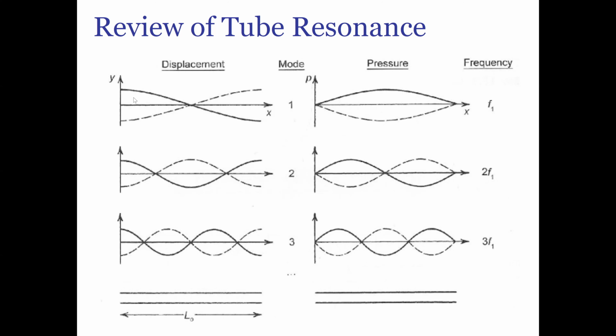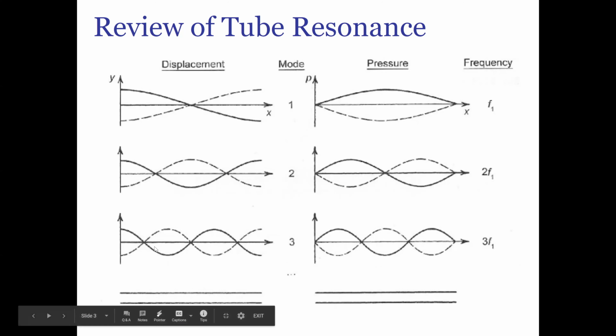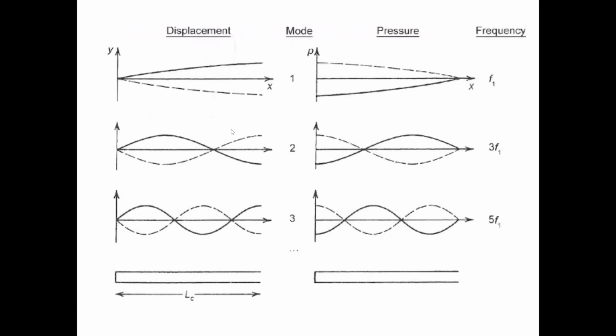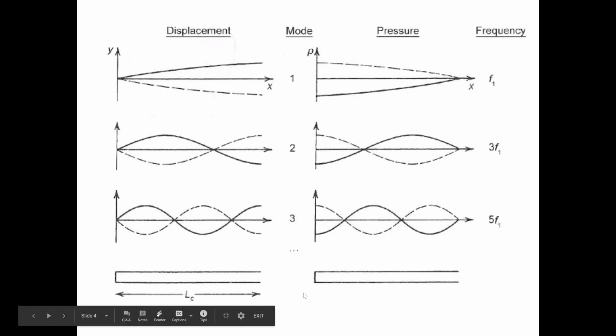Wavelength here would be equal to 2L. This would be equal to L. This would be equal to 2L over 3. And here they're showing the pressure nodes. Frequency, if your fundamental is F1, the second harmonic is 2F1, the third harmonic is 3F1. And so this is pretty common. This is essentially what we have for a flute. Also recorders.